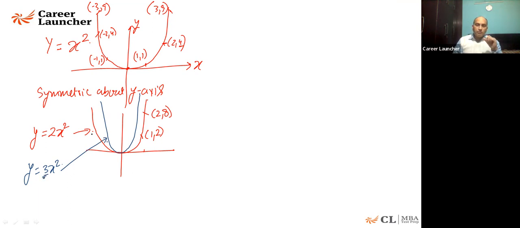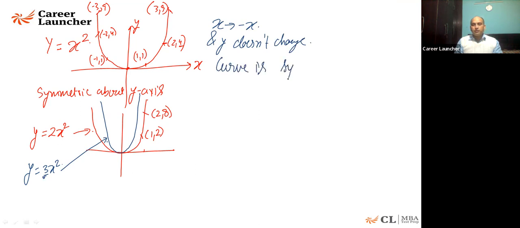Fine. One more important thing, whenever you find any equation, you replace x by minus x. Listen to me. If you replace x by minus x and y does not change, y badle nahi, so I will say the curve is symmetrical about the y-axis. Y-axis के about symmetrical होगा. ठीक है? I hope it is clear to all of you.